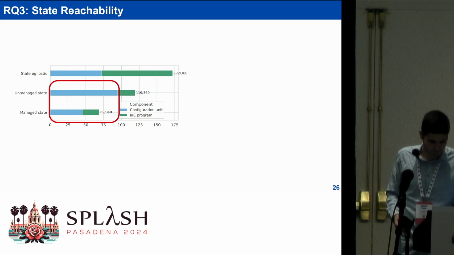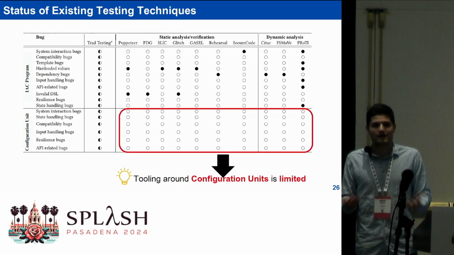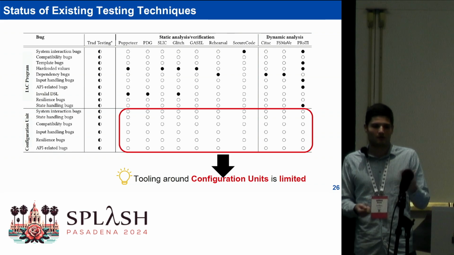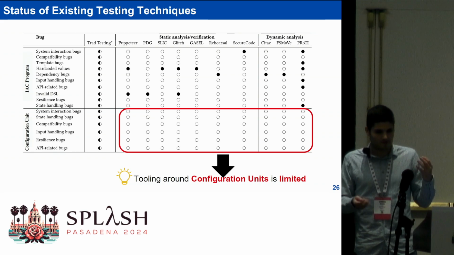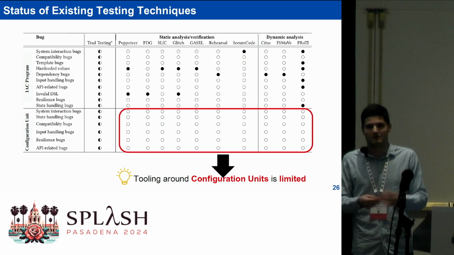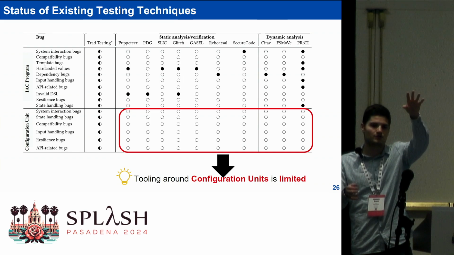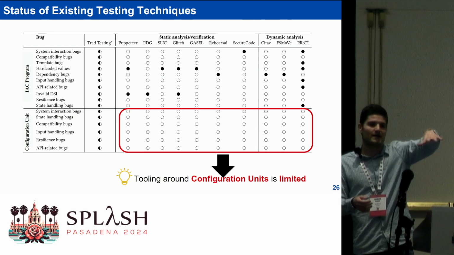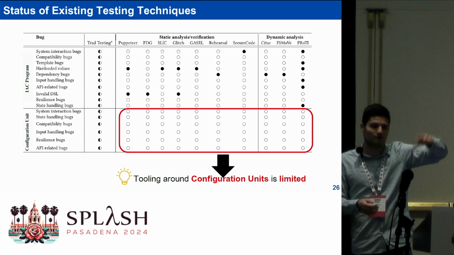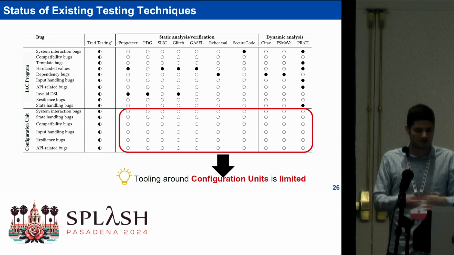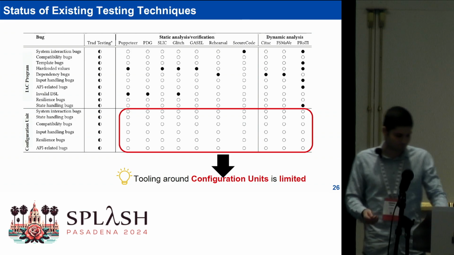However, I argue that bugs in configuration units are very crucial, and more crucial than bugs in IAC programs, because a bug in a configuration unit will propagate to all the IAC programs that use it, and therefore it's more foundational software.